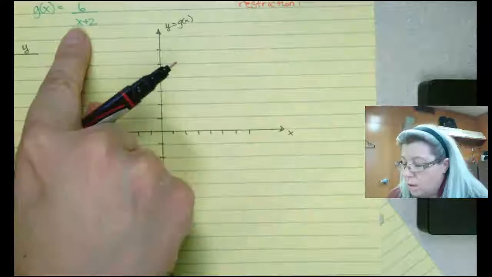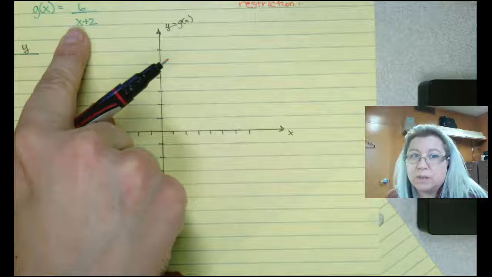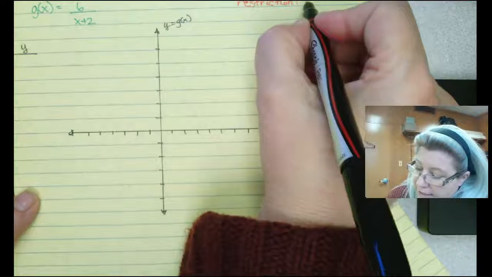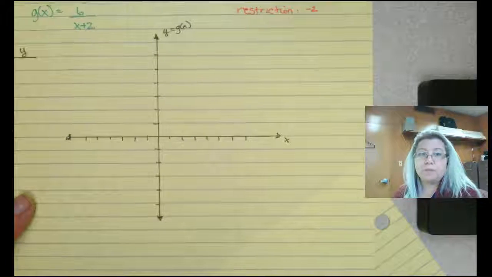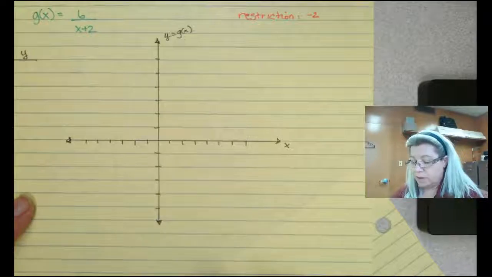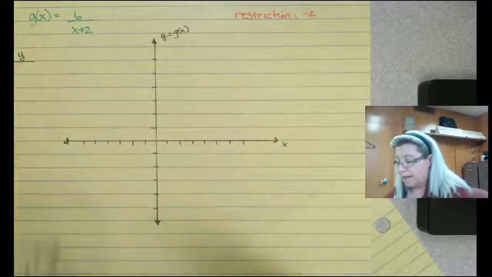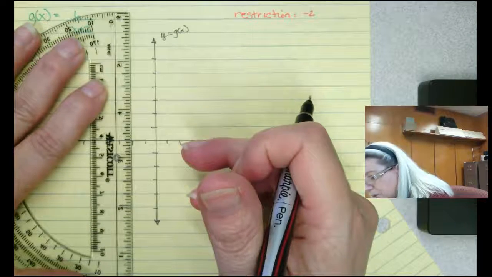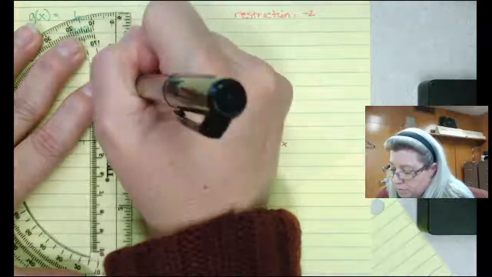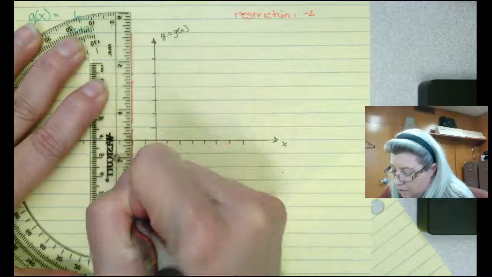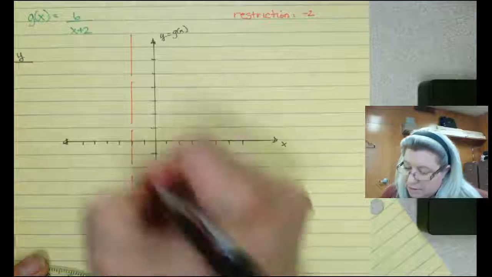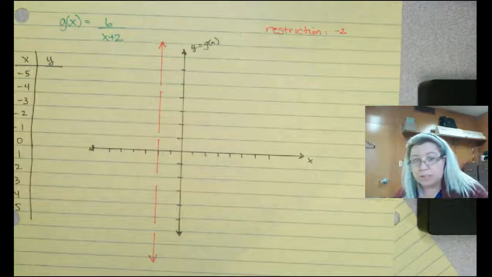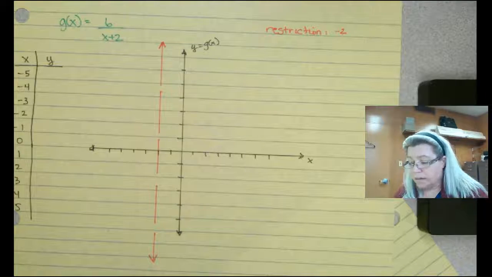All right, what does x plus 2 equal 0, solve for x? Well, when x is negative 2, that causes the denominator to be 0. Therefore, I have an asymptote at x equals negative 2. I cannot cross this line. That is my boundary. That's my restriction. Okay. Now that I have my restriction set, I'm just going to plot some points.